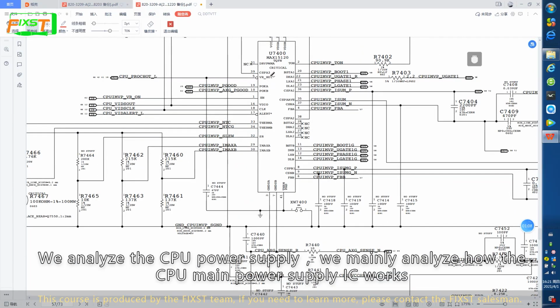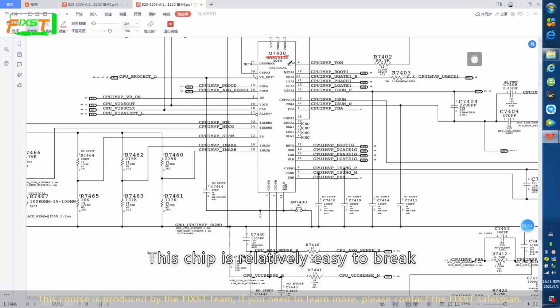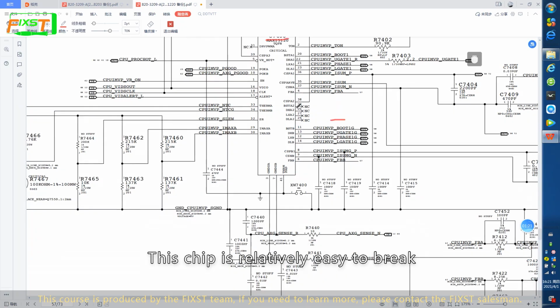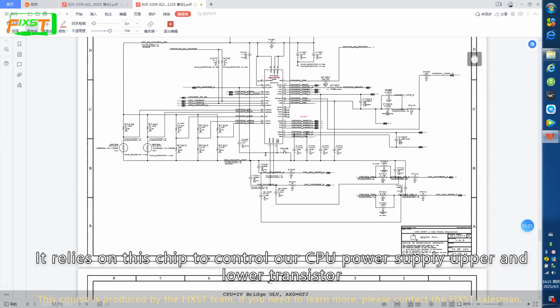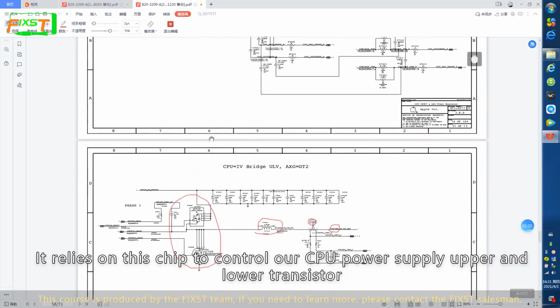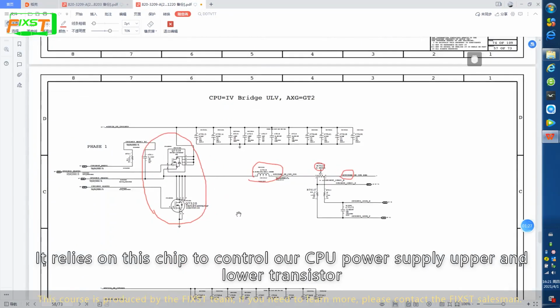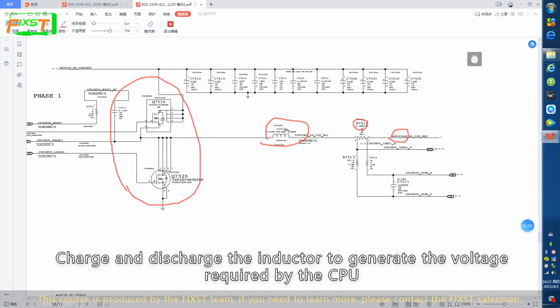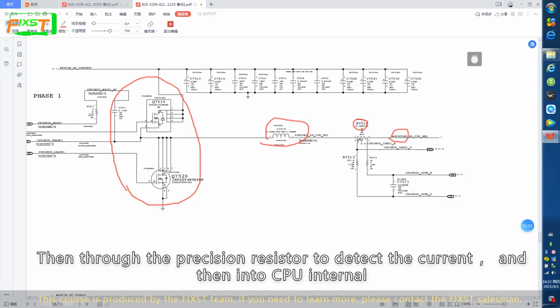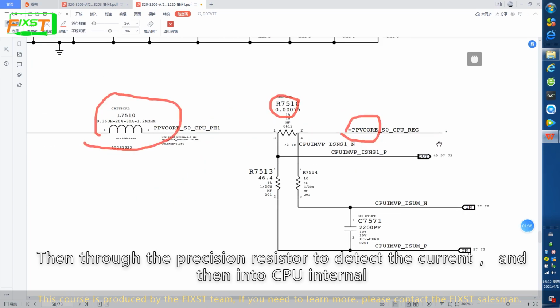We analyze the CPU power supply. We mainly analyze how the CPU main power supply IC works. This chip is relatively easy to break. It relies on the chip to control the CPU power supply upper and lower transistors, charge and discharge the inductor and generate the voltage required by the CPU. Then through the precision resistor it detects the current and then goes into the CPU internally.